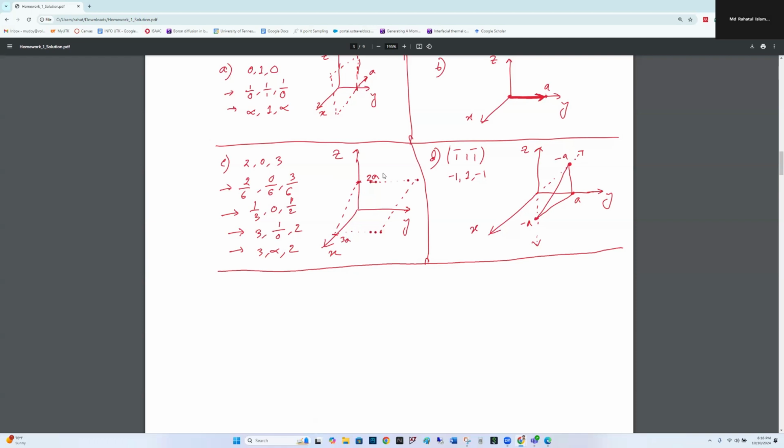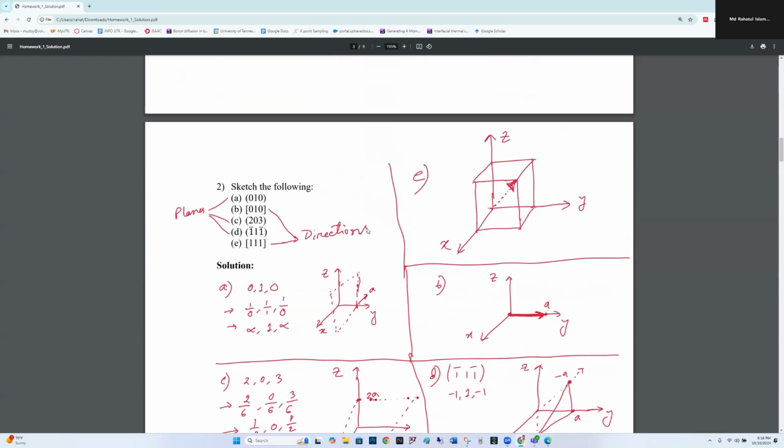So that's what is drawn here. The plane is intercepting x at 3, and the unit is a. That's why it's 3a. And the plane will not touch the y-axis, or it will not intercept the y-axis. That's why it's infinity, and it's 2a on the z-axis.